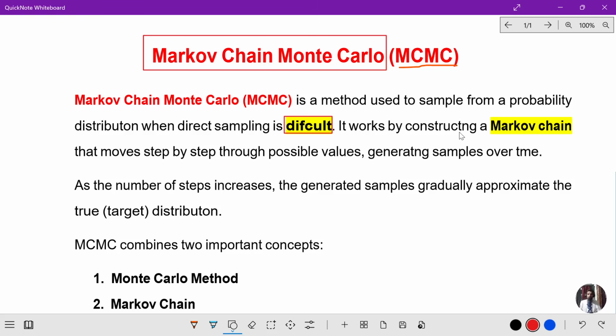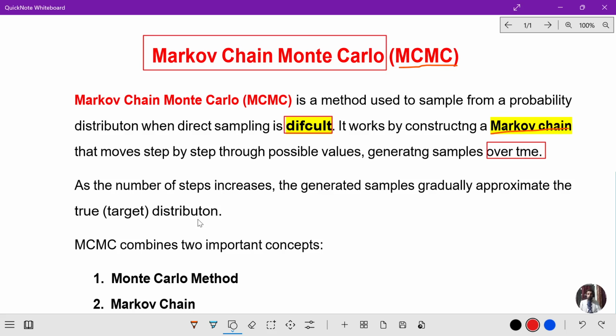It works by constructing a Markov chain that moves step by step through possible values, generating samples over time. This is what we call MCMC. Let us see the next step. As the number of steps increases, the generated samples gradually approximate the true target distribution. So remember, when we say Markov chain Monte Carlo, we can also say MCMC.